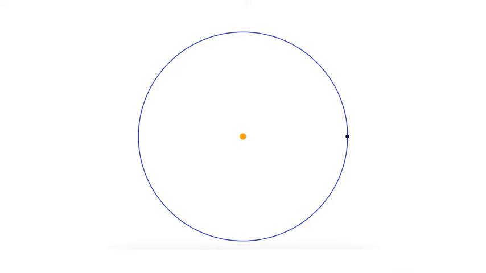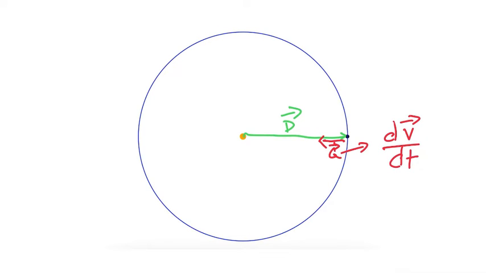Let's now consider three vectors that are relevant to our discussion. First of all, we have the displacement vector extending from the sun to the planet, which we will label d. And we also have an acceleration vector due to the gravitational force of the sun pointing in a direction directly opposite of d. We commonly refer to the acceleration vector as dv over dt to remind us that we're talking about the instantaneous change in velocity.